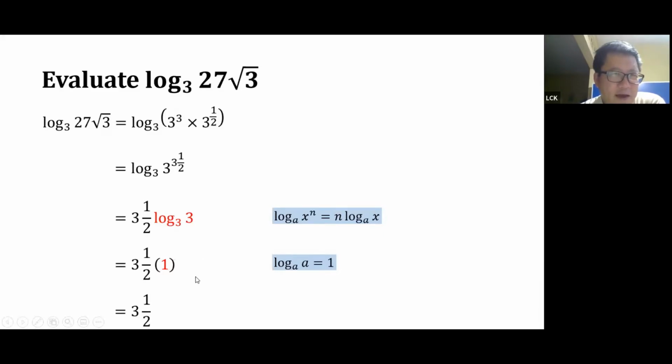Very, very simple. So you really have to have your rules of indices at the tip of your fingers. If you have it at the tip of your fingers, you will see that the chapter on logarithms comes very, very naturally.